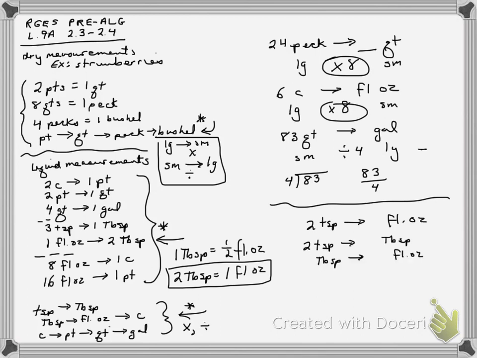So this will be a 2-step problem. In the first part, you've got to convert teaspoons to tablespoons. There's 3 teaspoons in 1 tablespoon. So I'm going to divide, right? Because I'm going from a smaller unit to a larger unit. There's 3, so 2 divided by 3 would be 2/3.